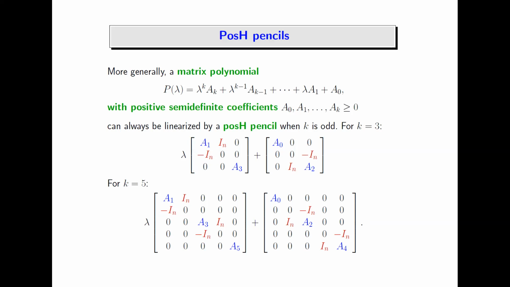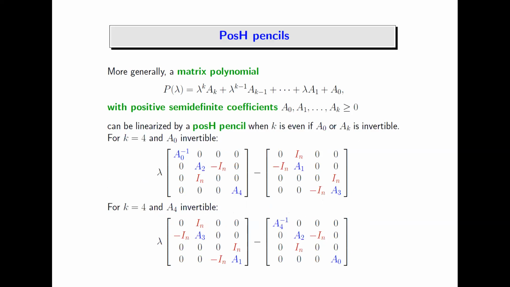This works nicely like this only for the odd case. For the even case, one has to assume that either one of the matrices Ak or A0 is positive definite, because you can only realize it with some inverse here. But still, if you assume this, then you also get linearization templates that lead to a so-called posH pencil for matrix polynomials of even degree. Okay.